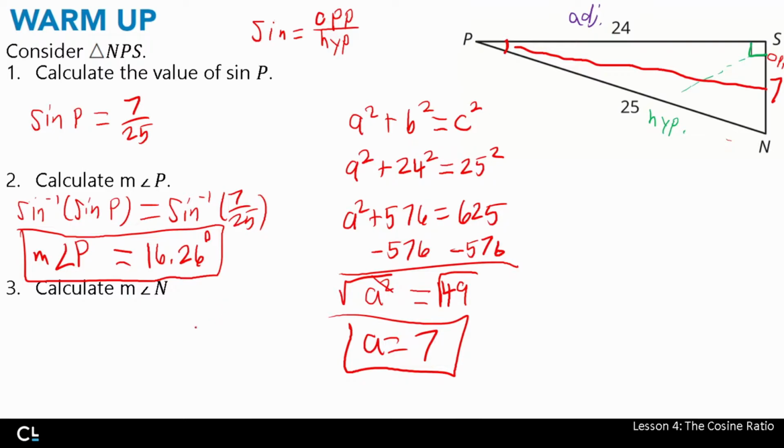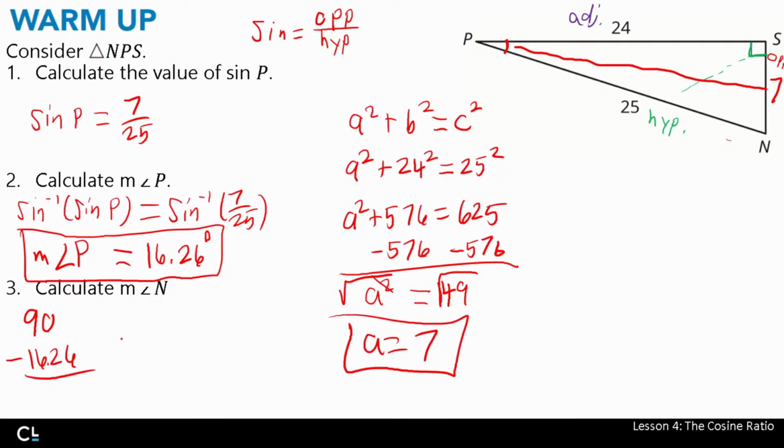And now finally, we have to find N. All we have to do is we know that P and N are the two acute angles in this right triangle. And when we have two acute angles in a right triangle, we know that they have to add up to 90. So if we're working in reverse, all we have to say is 90 minus the one that we know, which is the one right here, 16.26. And we get our answer.